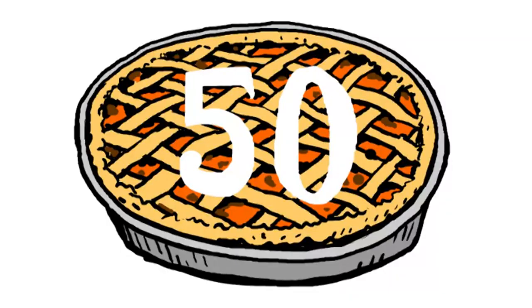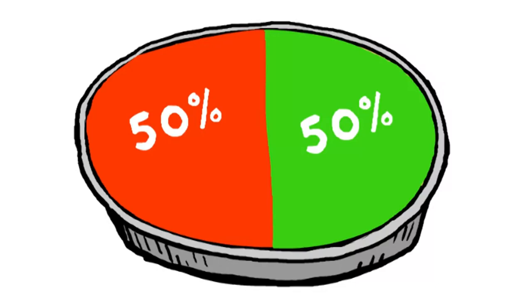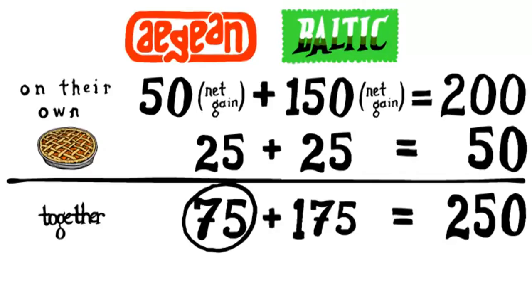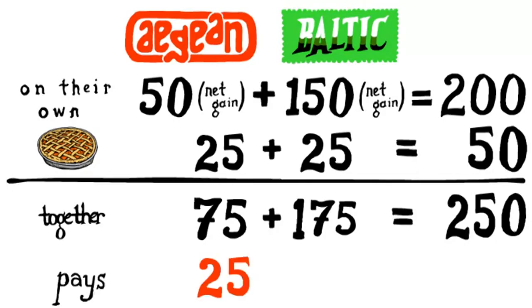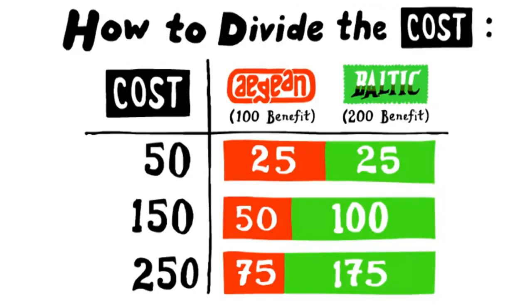To get that extra 50, Aegean needs Baltic just as much as Baltic needs Aegean. And that's why I think the 50 should be split evenly between the two of them. At the end of the day, Aegean gets a net benefit of 75, which implies Aegean pays 25, and Baltic gets a net benefit of 175, which implies Baltic pays 25. And check it out, that coincides with the first line of our table.